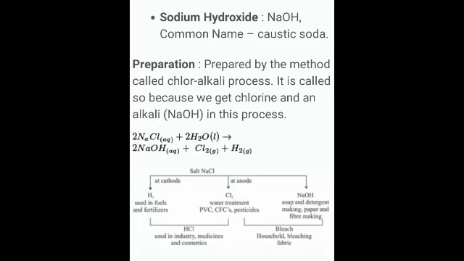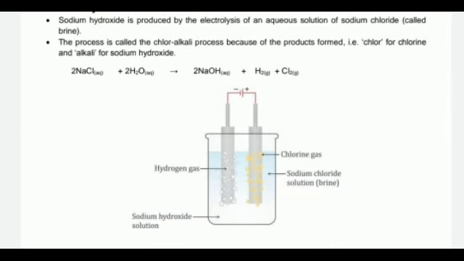Sodium hydroxide is prepared by the electrolysis of aqueous solution of sodium chloride. Okay, see, when sodium chloride is dissolved in water, it is known as brine. That solution of common salt in water is known as brine. And when it undergoes electrolysis, it dissociates into hydrogen, chlorine, and sodium hydroxide.